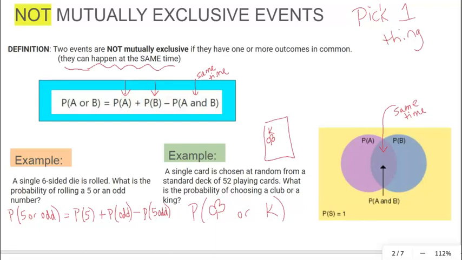So the probability to get a 5, well, there's only 1 out of 6. The odd numbers were 1, 3, and 5, so that's 3 out of 6. And then how many times can they occur at the same time? Well, you could only have a 5 and an odd at the same time because 5 is odd. So that happens once. So 1 plus 3 is 4, 4 minus 1 is 3 out of 6, which is 1/2. Okay, and so this is the key. You need to subtract when they happen at the same time.